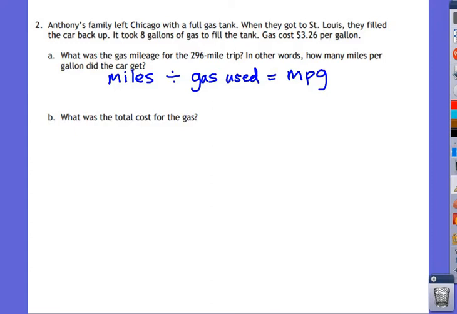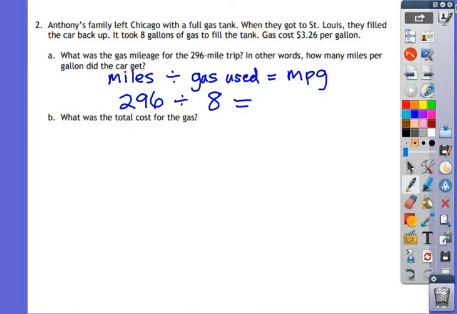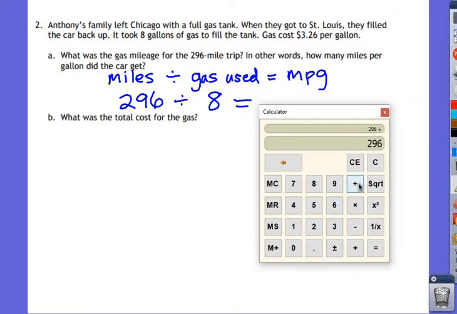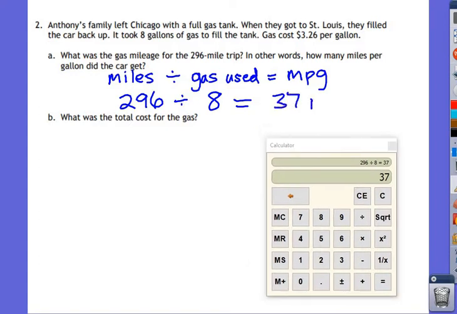Well, what was the total miles of the trip? There was 296. So 296 divided by how much gas was used? 8 gallons, because that's how much we had to fill up. And when I take my calculator and I do 296 divided by 8, I get 37. That's going to be miles per gallon.